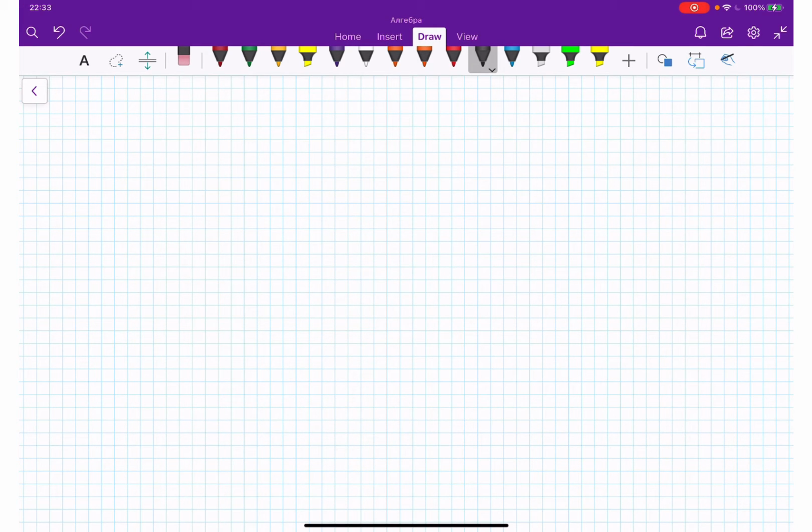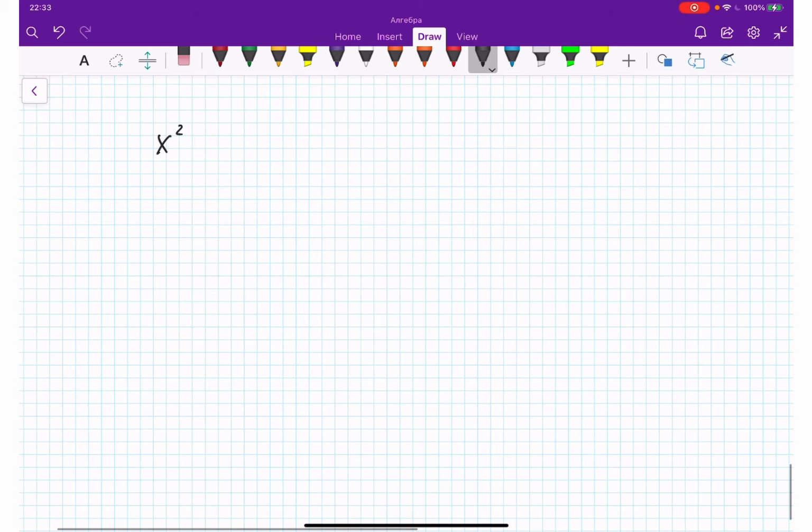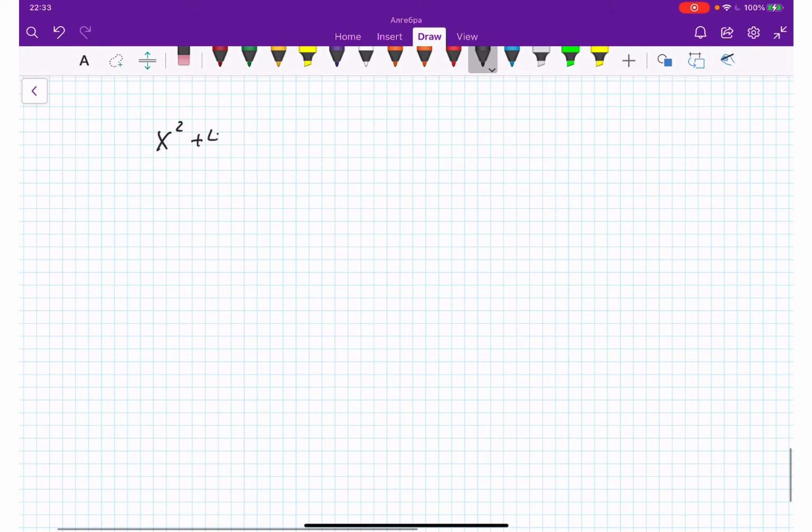I would like to solve a couple of equations where one part of the equation is an algebraic fraction and the other part is zero. So here is an example: x squared plus 4x minus 21 over x squared minus x minus 3 is equal to 0.